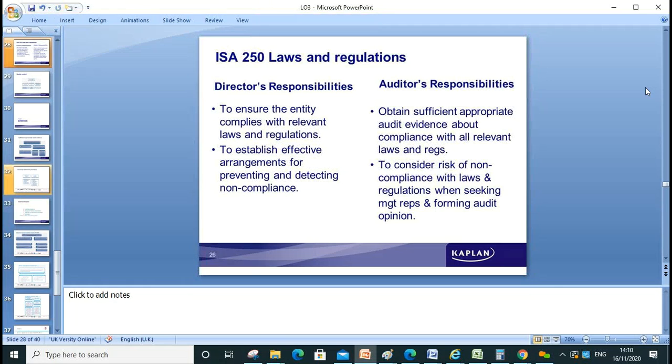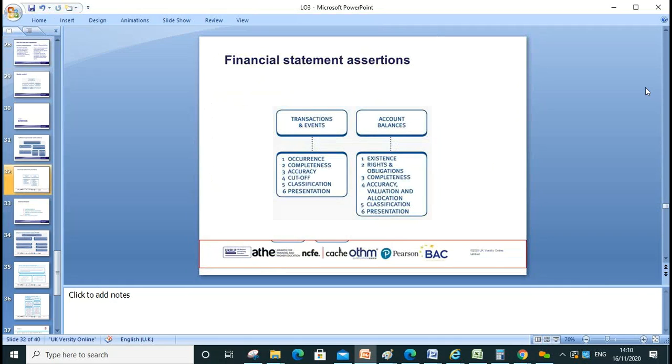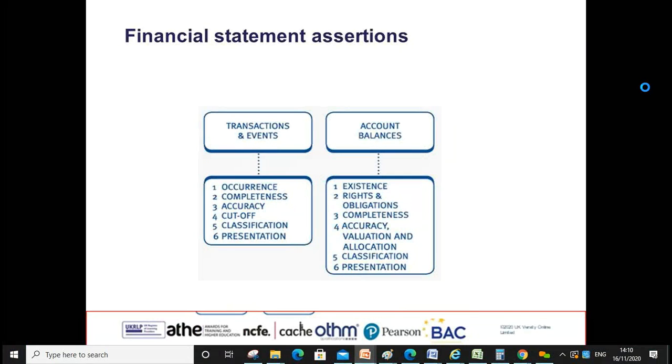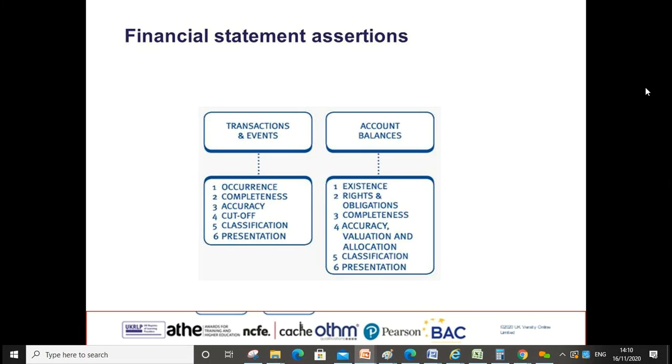Next, we'll look at financial statement transactions. When we're looking at the audit, look at the transaction events. There should be occurrence: did the real transaction happen? Check the company that raised the order. Check the accuracy. Check the cut-off date, when you start and when you finish. Classification: which category this transaction comes under. And presentation: whether this transaction is being presented or not.